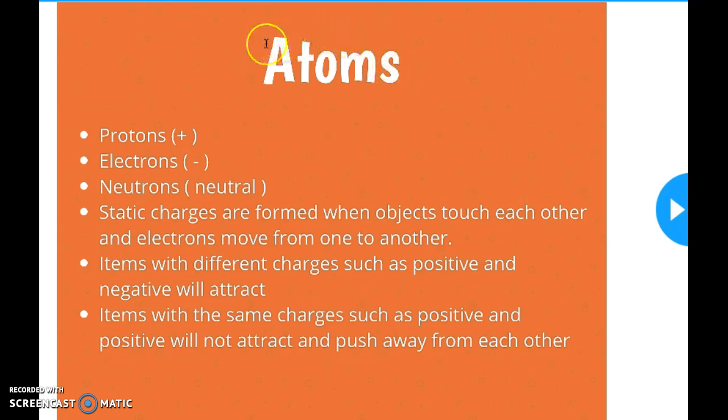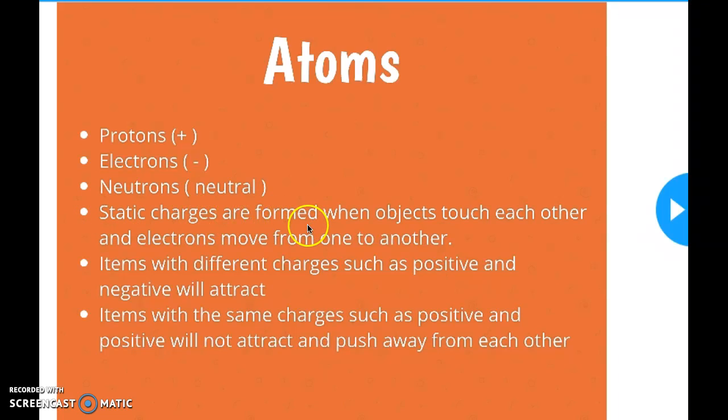Electrical charges are made up of atoms, and there are three different types of atoms. First, we have protons, which have a positive charge. Think P for protons and P for positive. Next, we have electrons. Electrons have a negative charge. Finally, we have neutrons, which have a neutral charge. Think N for neutron and N for neutral.